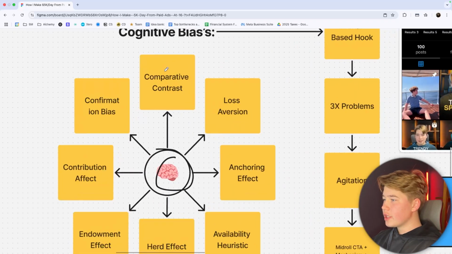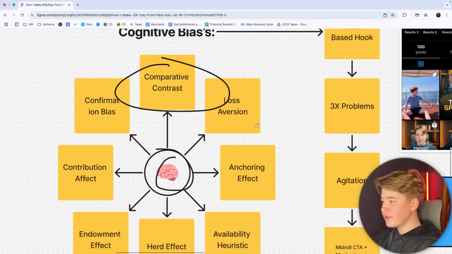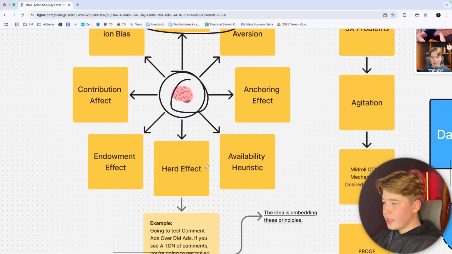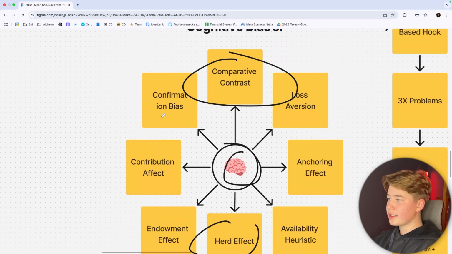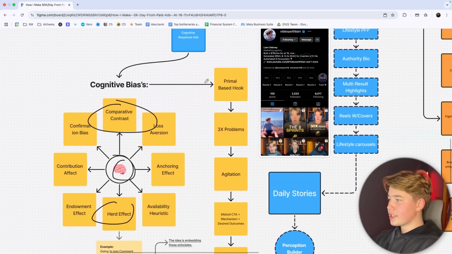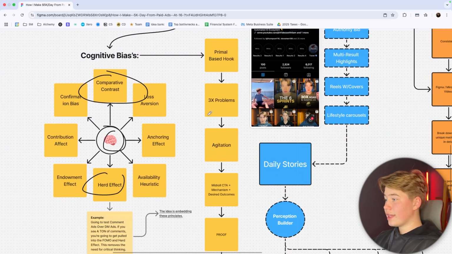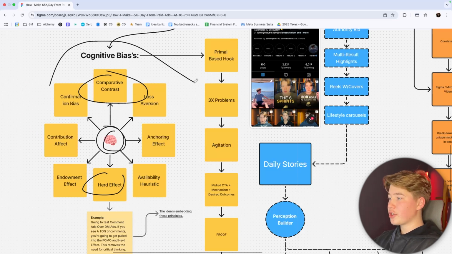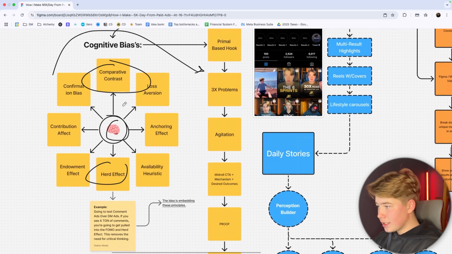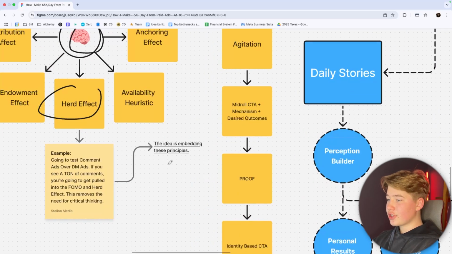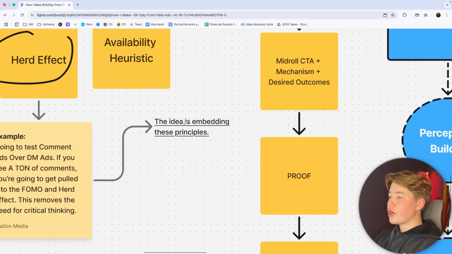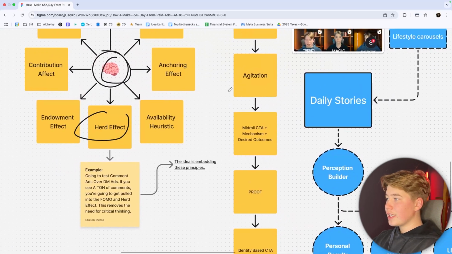A few of these biases are comparative contrast, loss aversion, anchoring effect, availability heuristic, the herd effect, which is a really interesting one. I'm going to talk about that later. Endowment effect, contribution effects, confirmation bias. And so you can see right here, we use a primal based hook. We then list 3 problems. Right before that listing, we also have the confirmation bias right here. So that's one of the biases we use. We have all these different kinds of effects which we try to include in the ad. The whole concept here is that we're trying to embed these principles into an ad.